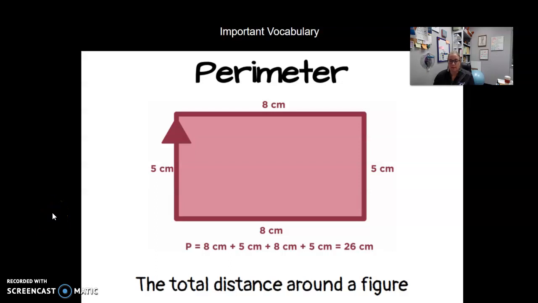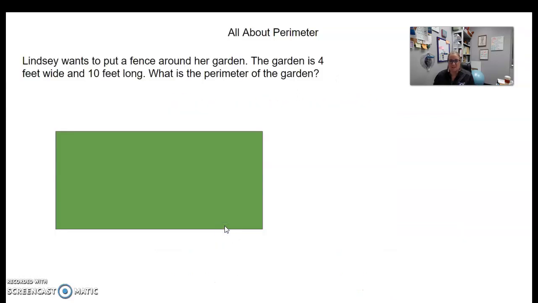All right, let's quickly review what we're going to talk about for our test today. So the first concept that's going to be on there is perimeter. Remember, perimeter is the total distance around a figure. So if I wanted to know how far around this shape is, I would be finding the perimeter. So let's look at an example.